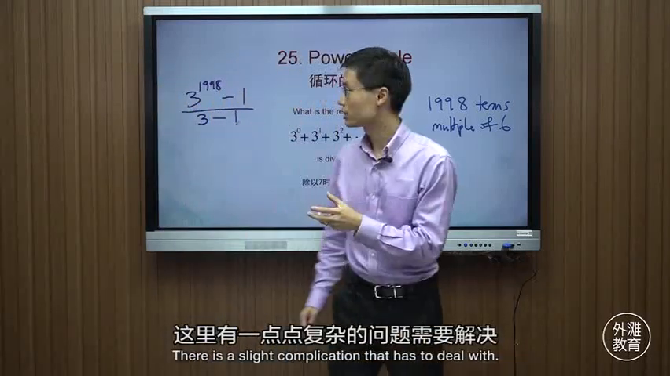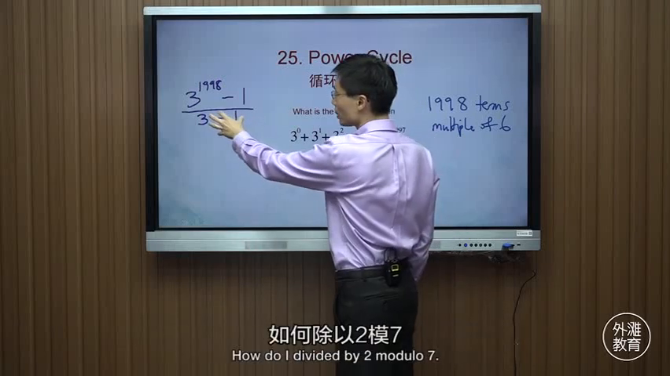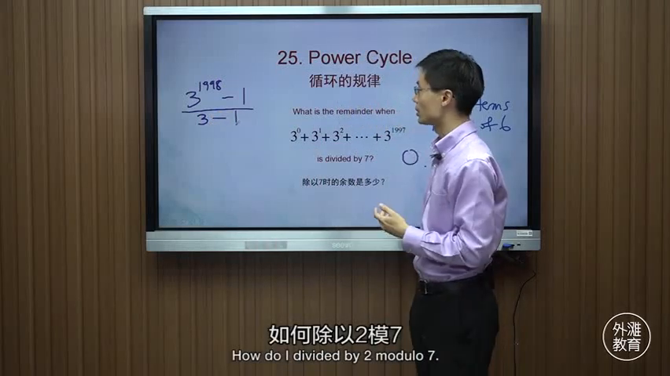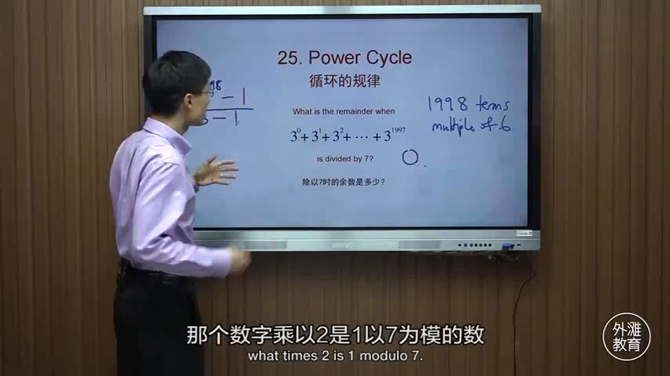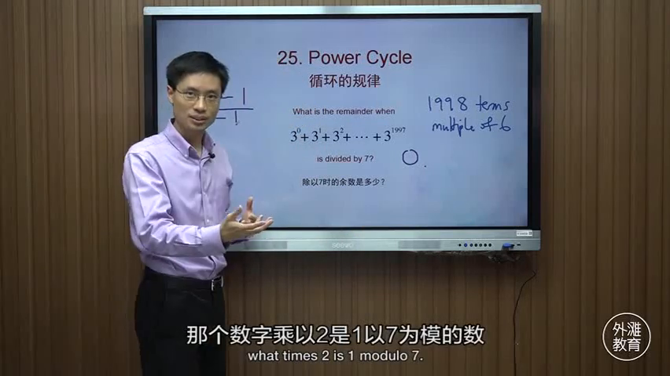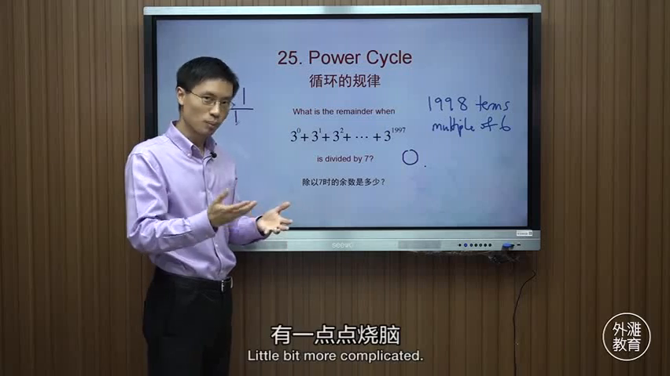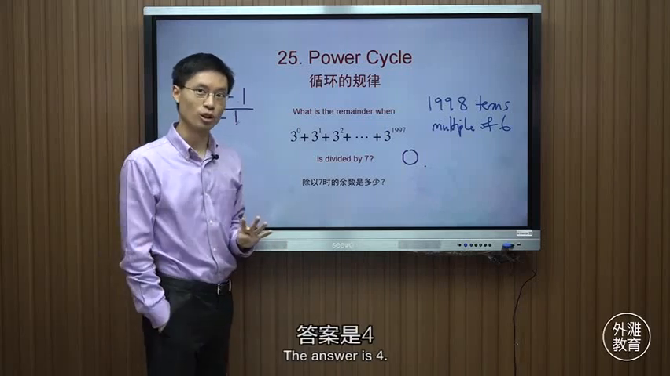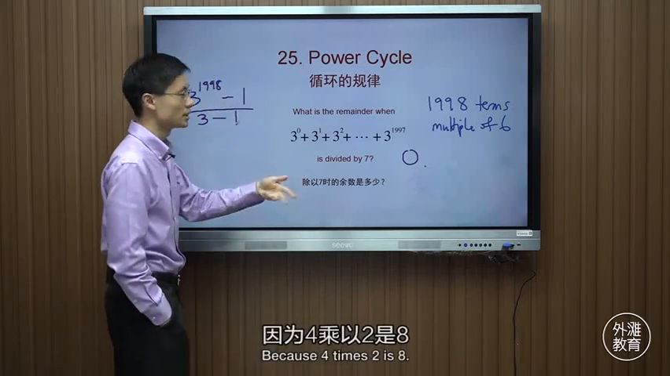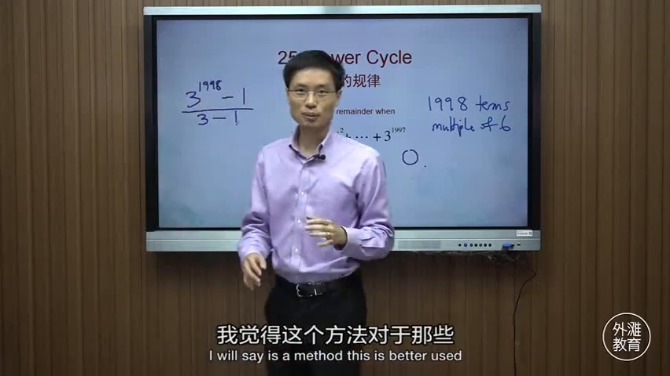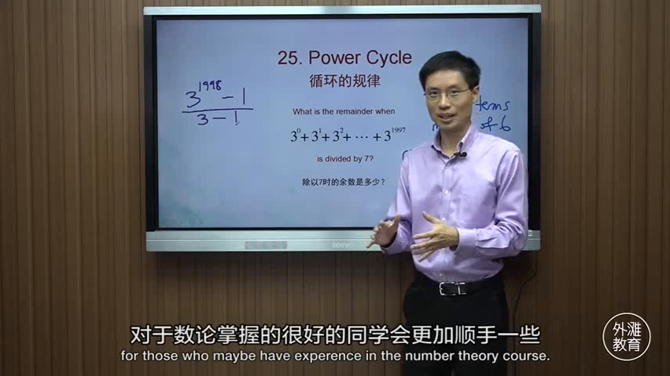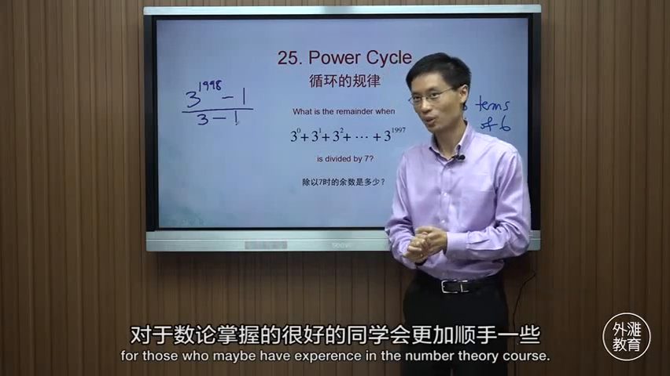The slight complication is that I would also have to deal with how do I divide by 2 modulo 7. And what that means is we need to know what times 2 is 1 modulo 7. A little bit more complicated. The answer to that is 4, because 4 times 2 is 8. But this other way, I would say, is a method that's better used for those who maybe have more experience in a number theory course.